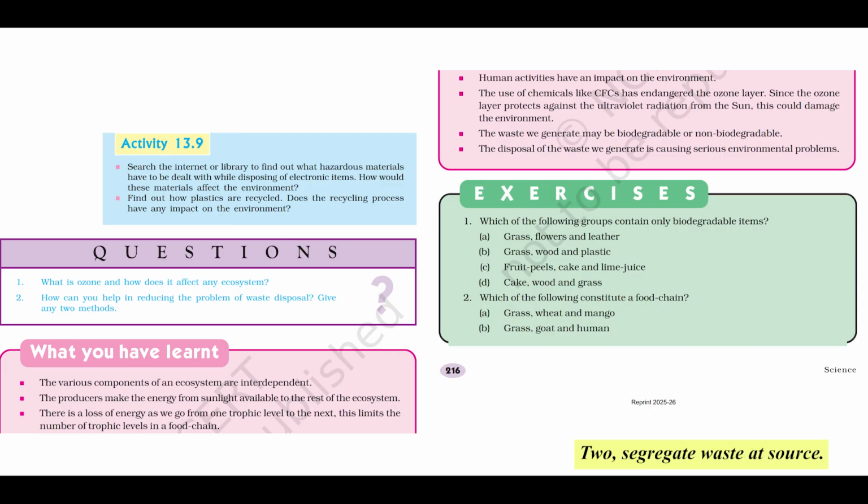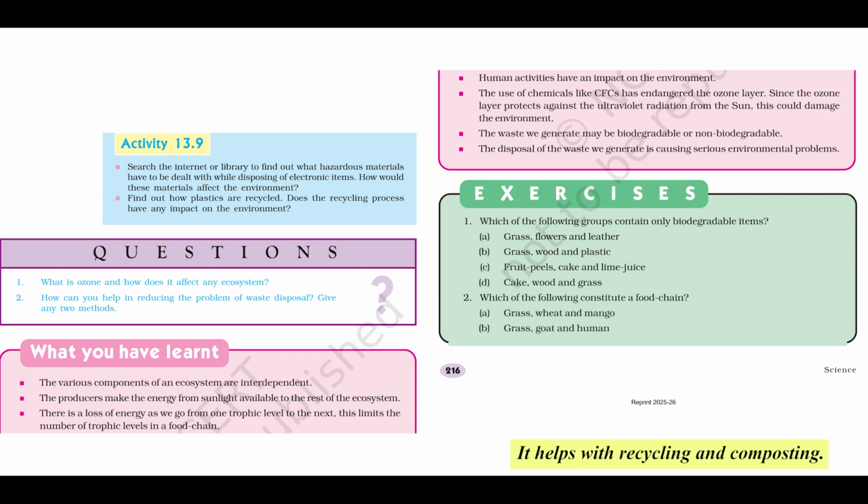Reduce. Two, segregate waste at source. This means separating your waste at home. Putting wet waste in one bin and dry waste in another, like kitchen waste versus plastics. Precisely. Keep biodegradable waste, kitchen scraps, peels, separate from non-biodegradable waste: plastics, glass, metal, paper.